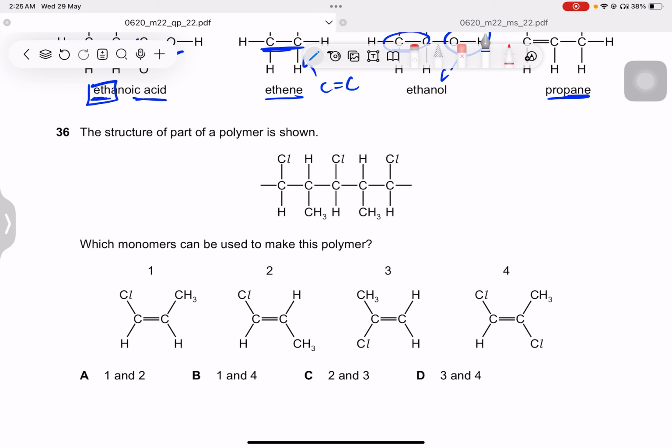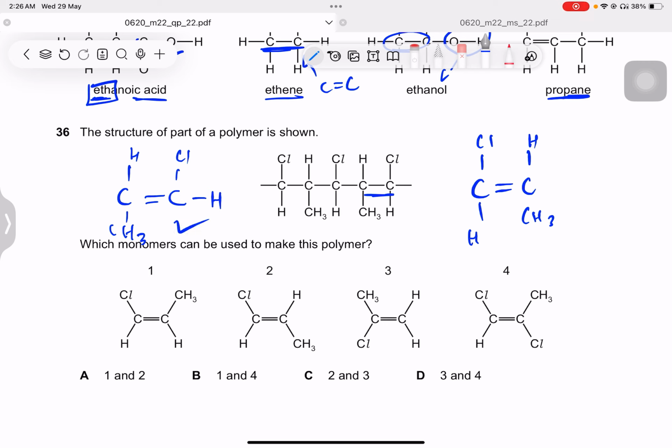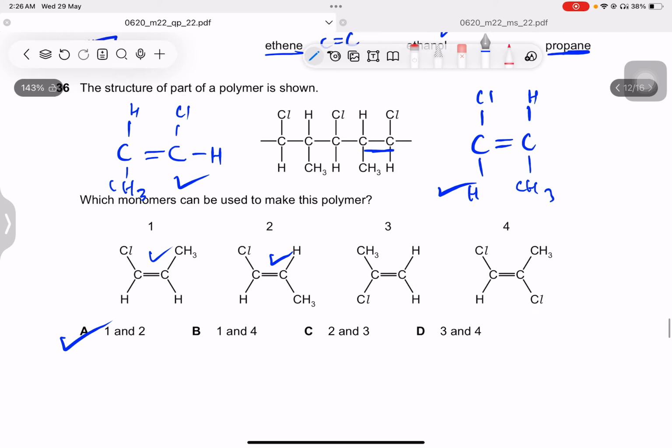Now what happens is this double bond breaks and it forms a monomer again. This is for the first two carbons, and this is for the last two carbons, because the double bond will come over here again. So C double bond C, H, CH3 and Cl and H. So this can be used and this can be used in the options given. It is this and this. So both are correct, 1 and 2.